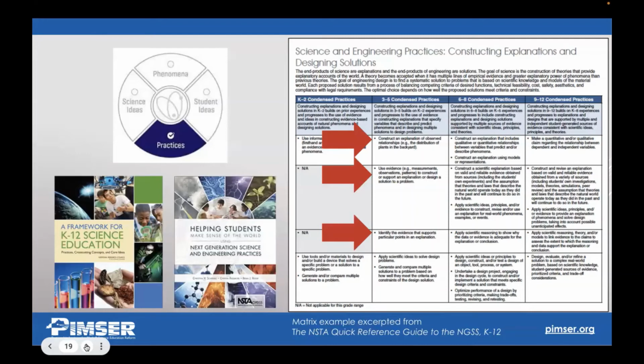Appendix F contains the matrix of practices organized in grade bands, and Appendix G contains the matrix of cross-cutting concepts organized into grade bands. The framework and the book, Helping Students Make Sense of the World, are additional resources for helping students engage in the practices. Video 5 will dig into these practices and explore ways to help students develop and use them.